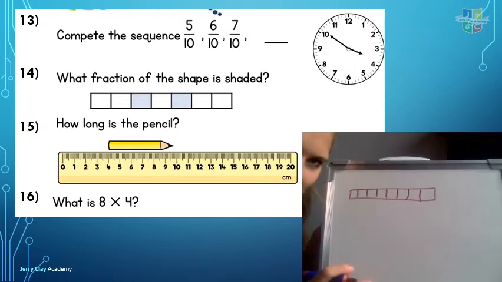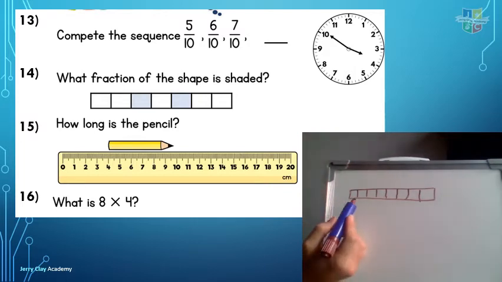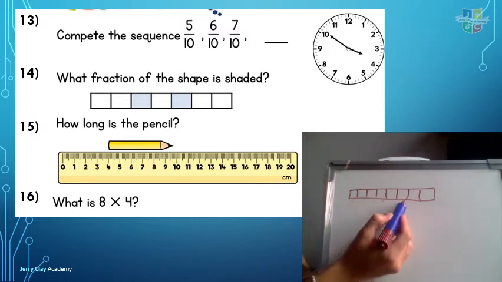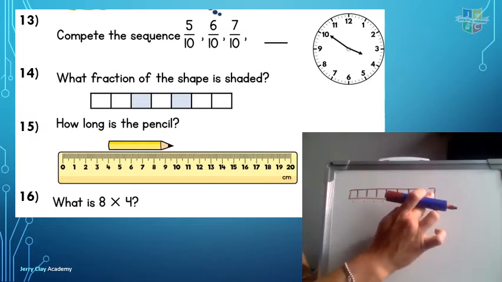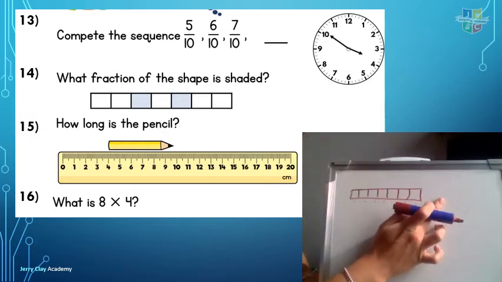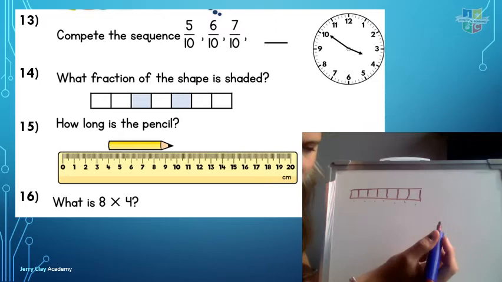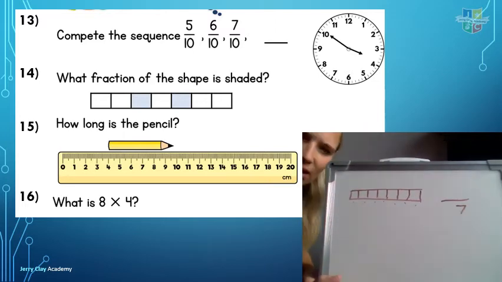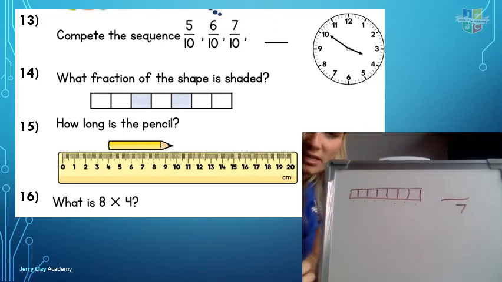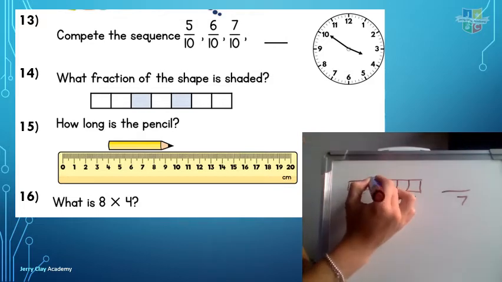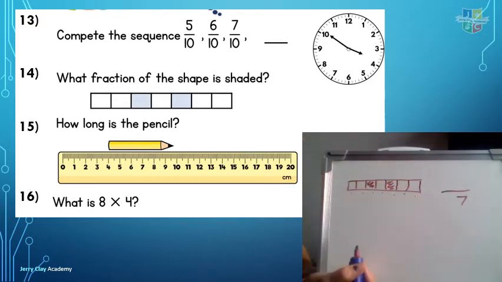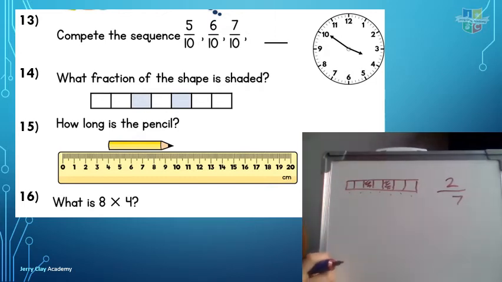Okay, so this one we're looking at what fraction is shaded. Well, I can count the parts. 1, 2, 3, 4, 5, 6, 7. 7 parts. So I've just drawn that slightly wrong. There were 7 parts, so my denominator will be 7. I can see that the ones that are shaded are the 3rd one along and the 5th one along. I can see therefore there's only 2 parts that are shaded, so 2/7 is shaded.